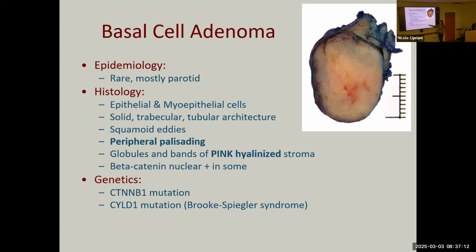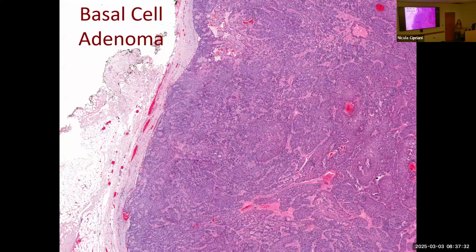So does anybody know what this Brooke-Spiegler or cylindroma syndrome is? Yes, it's these turban tumors where these people get these big cylindromas on their heads. Cylindromas being a dermal tumor, right? This is the same mutation that can happen, and you'll see maybe a little bit of similar morphology to cylindromas.